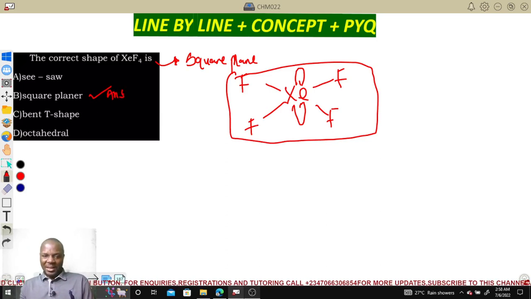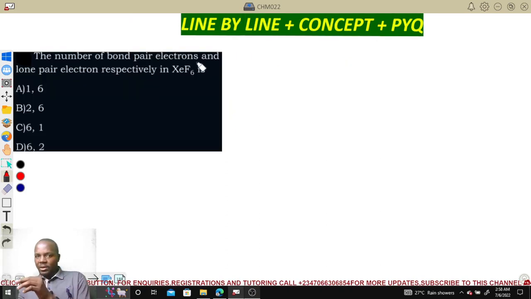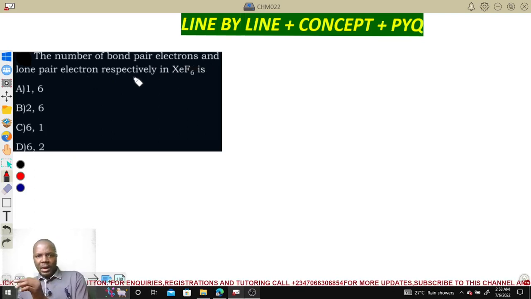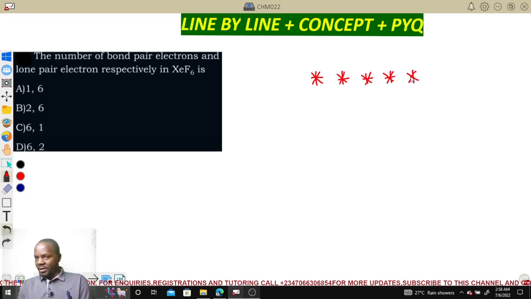So the next one, please keep note of all this. These are major questions you see. Then the number of bond pair and lone pair electrons in XeF6. Xenon is 8. Just draw 8 stars because xenon is what? A noble gas, 8 electrons filled. So draw 8 stars. This is the logic. I do tell students, very simple. 1, 2, 3, 4, 5, 6, 7, 8.